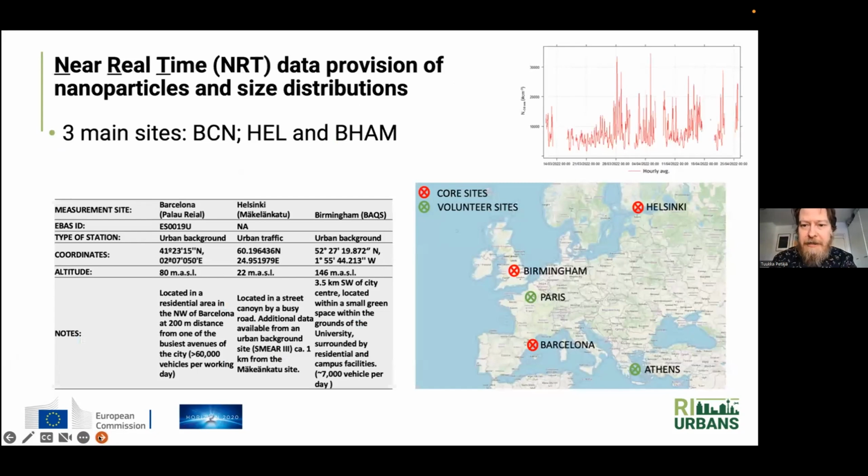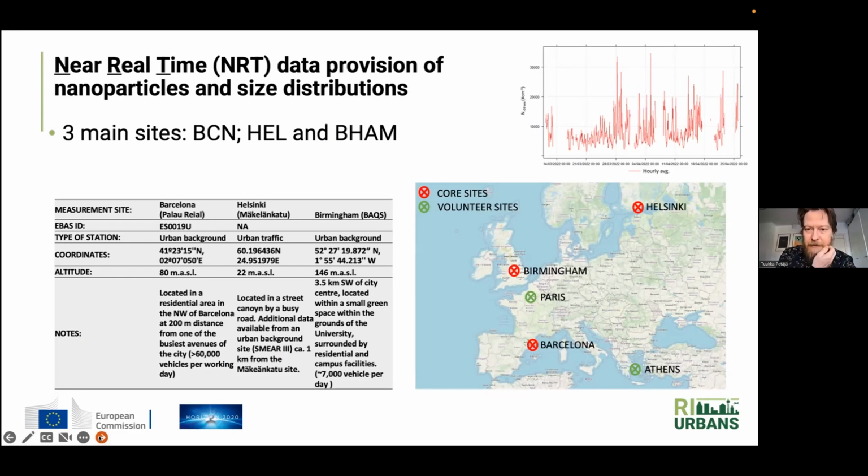The aerosol number size distribution is done again in 3 different cities, Helsinki, Birmingham, and Barcelona, and we already have 2 volunteering cities providing the same data. So this is the number of particles larger than 10 nanometers in diameter in different environments, and this is very highly variable data, reacting very quickly to local and regional emissions and their changes.